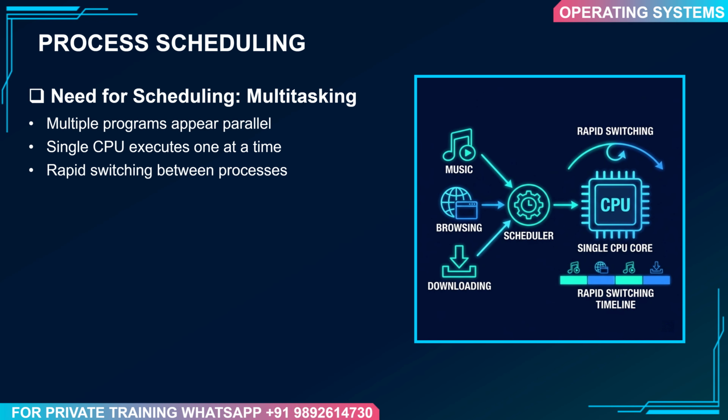Why is process scheduling even needed? The main reason is multitasking. Modern operating systems allow multiple programs to appear as if they are running at the same time. You might be listening to music, browsing the web, and downloading a file all at once. In reality, especially on a single core system, only one process can actually use the CPU at a given instant. The operating system switches the CPU rapidly between processes. Scheduling decides the order and duration of these CPU allocations.